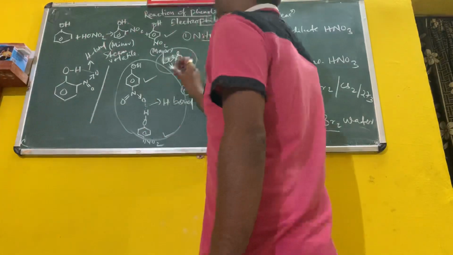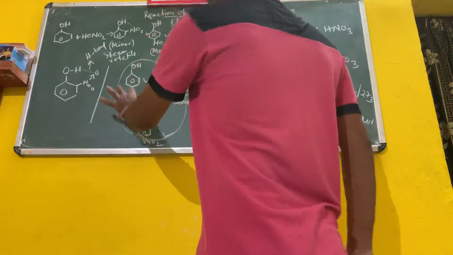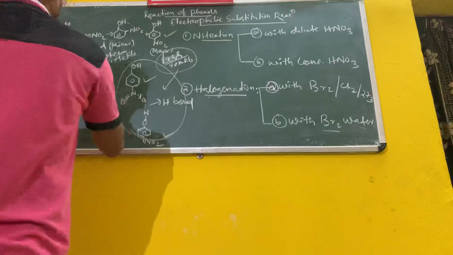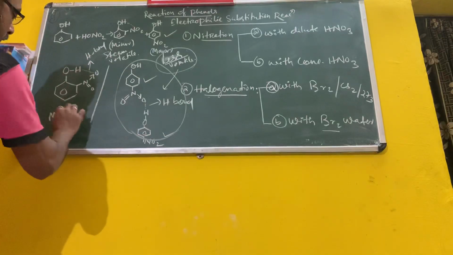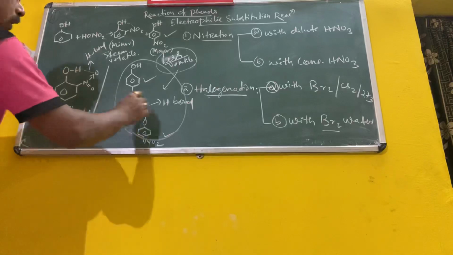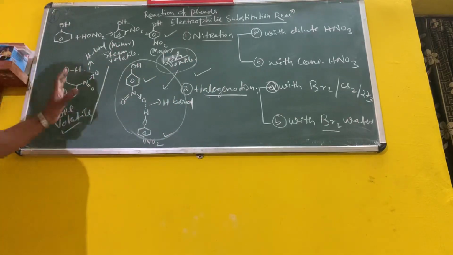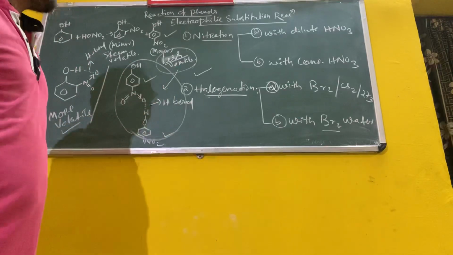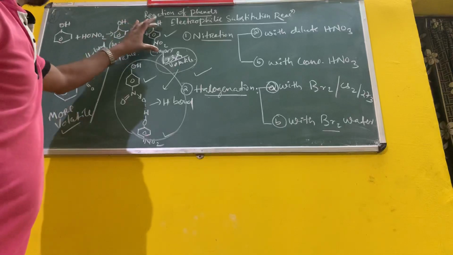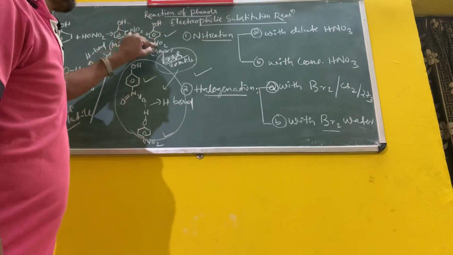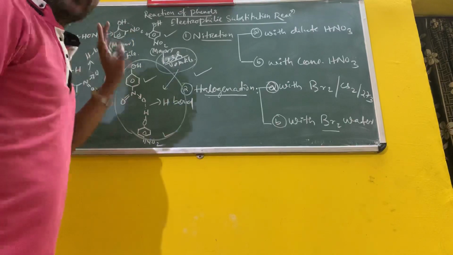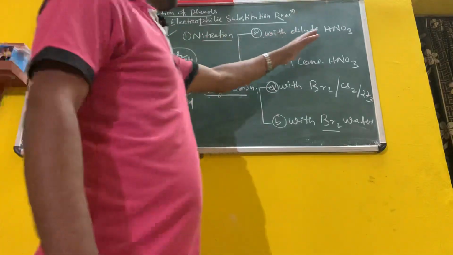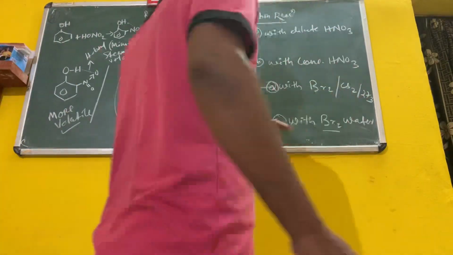This one is less volatile because the hydrogen bond attraction force between the molecules increases. The other one is steam volatile, or more volatile; it is present in the steam. So these are the two differences between the minor product and the major product. The major product is the para derivative, paranitrophenol, and this one is orthonitrophenol. These reactions are related to dilute nitric acid. Then we will go to concentrated nitric acid.